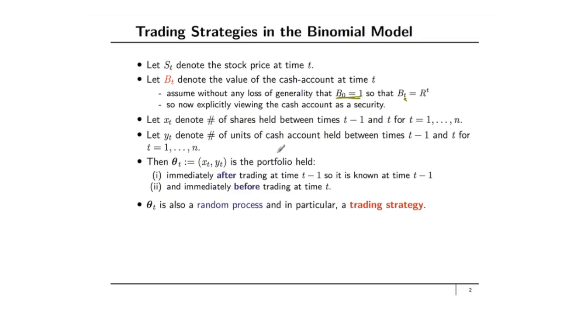We're going to let x_t denote the number of shares held between times t minus 1 and t for each t equals 1 up to n. We're also going to let y_t denote the number of units of the cash account that we hold between times t minus 1 and t for t equals 1 up to n. And then we're going to define theta_t to be (x_t, y_t), and this is the portfolio that is held at time t. So it is the portfolio that's going to be held immediately after trading at time t minus 1 and immediately before trading at time t. So theta_t is the portfolio that's held between times t minus 1 and t. Theta_t is also a random process, and in particular we call this a trading strategy.